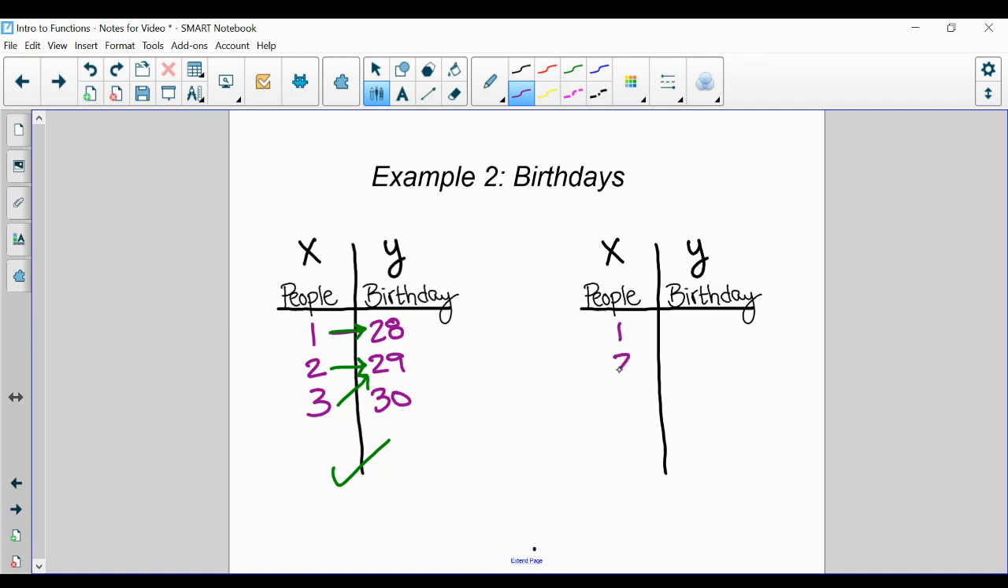If we think about this in a way that does not work, we would have person 1 have a birthday on the 28th, person 2 have a birthday on the 28th and the 29th, and person 3 have a birthday on the 30th. It's not possible for person number 2 to have 2 different birthdays.